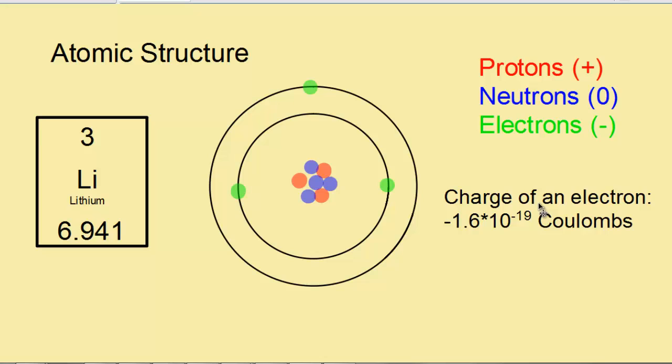But what about a proton? Protons have the same charge, it's just opposite in sign. So a proton has a charge of positive 1.6 times 10 to the negative 19. And this is a number that we'll be using quite a bit in this unit.